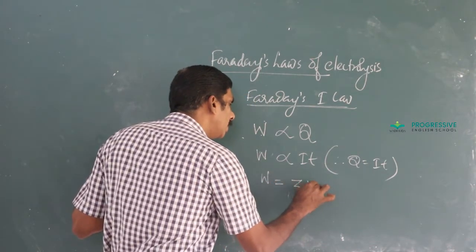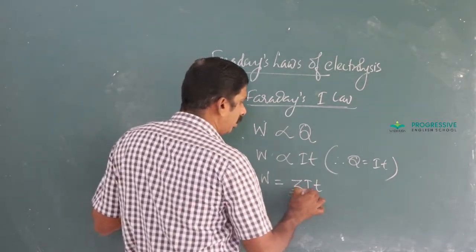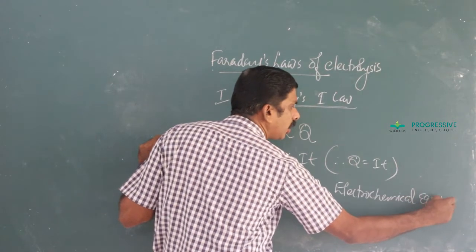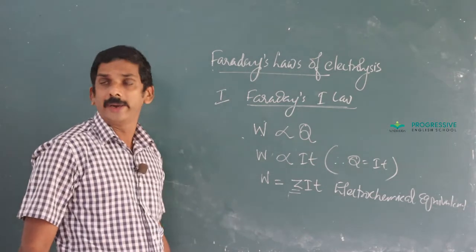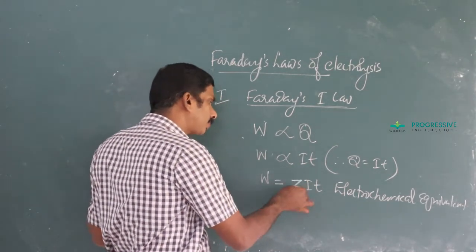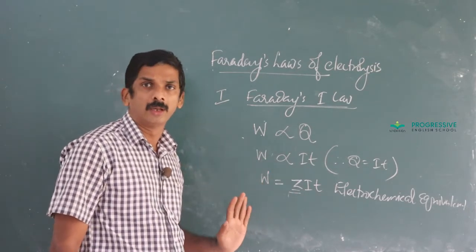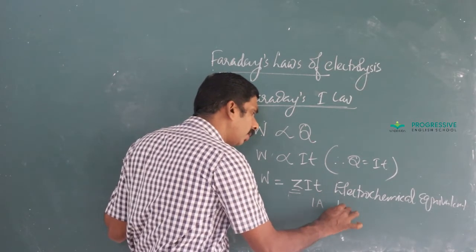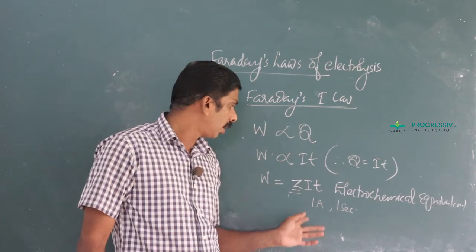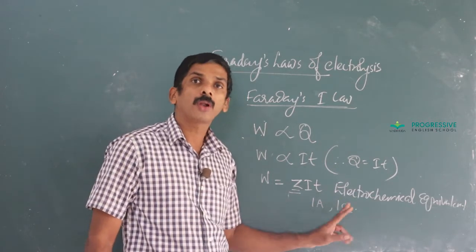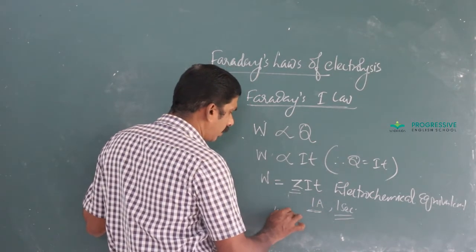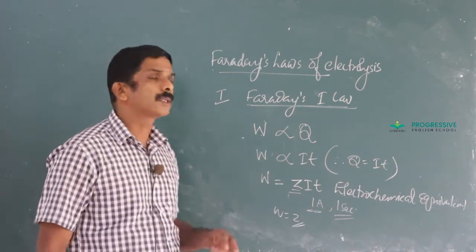Or W equals Z I T, where Z is called the electrochemical equivalent. Electrochemical equivalent is the mass of substance deposited or liberated by the passage of 1 ampere current for 1 second. That is, when I equals 1 ampere and T equals 1 second, then W equals Z. That is about the first law.